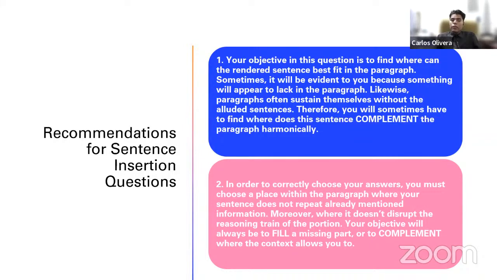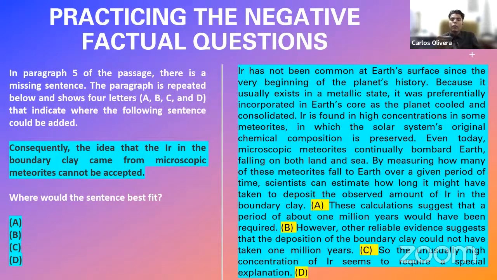For these insertion questions, your objective is to find where the given sentence can best fit in the paragraph. Sometimes it will be evident to you because something will appear to lack in the paragraph. In our example, the sentence that we have to insert is this one on the left side of my screen. It says, consequently, the idea that the air in the boundary clay came from microscopic meteorites cannot be accepted. That is the sentence you have to insert in one of those specific locations you are offered.